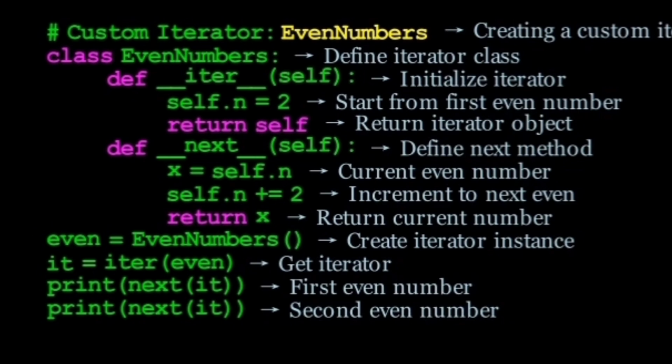To use our iterator, we first create an instance of EvenNumbers, then we get the iterator object using iter, then we call next on it. We get our first even number 2, and the second call gives us 4, the next even number. This iterator could continue indefinitely, producing all even numbers.